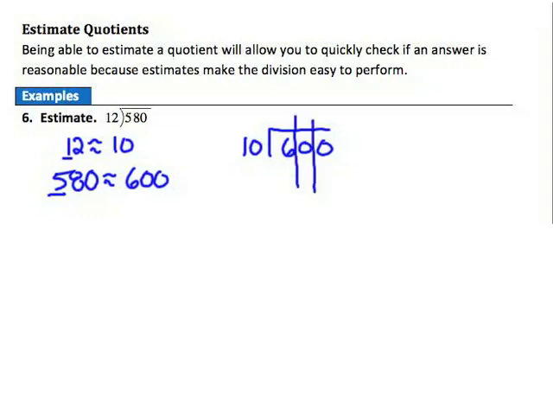Well, this will actually be pretty easy now that I'm dividing by 10. 10 doesn't go into 6, but it will go into 60. It goes 6 times, which is 60 exactly. So when I subtract, I get 0. I would bring down the next 0, and 10 goes into 0 0 times. So my estimate for this division problem is somewhere around 60.